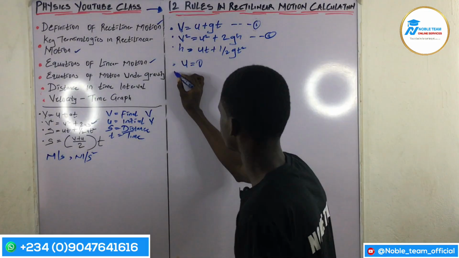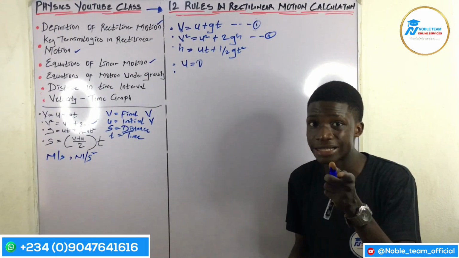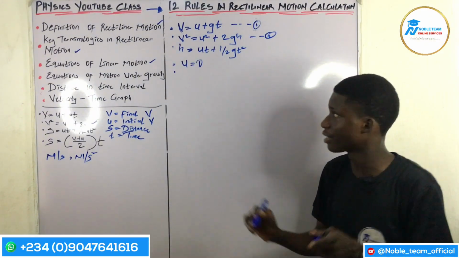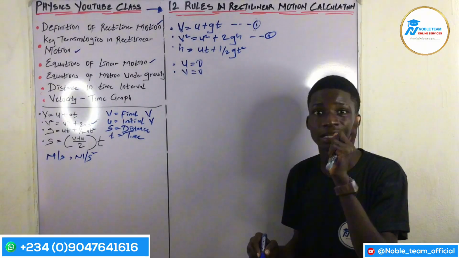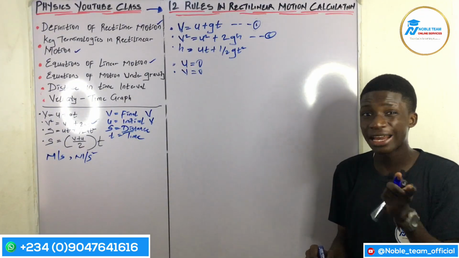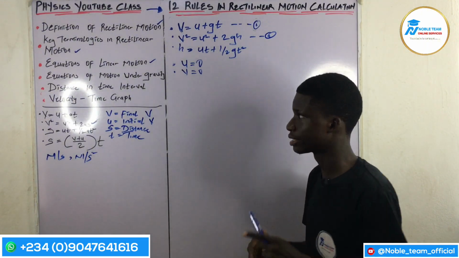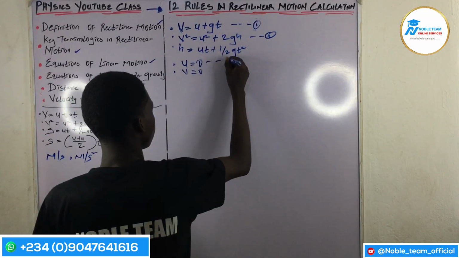Now number 2, at maximum height, they must give you at maximum height, because we are going to be solving questions. You see what I'm trying to say. At maximum height, v is equal to 0. At maximum height, your final velocity is 0. Now the next one is this. Which is rule 5.